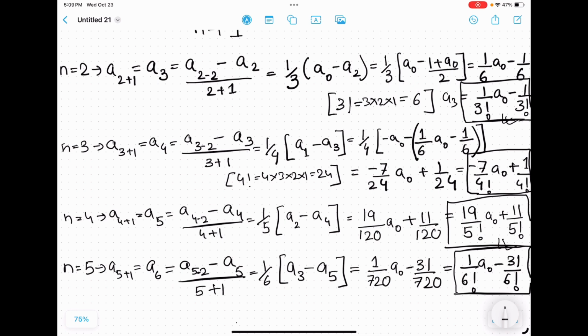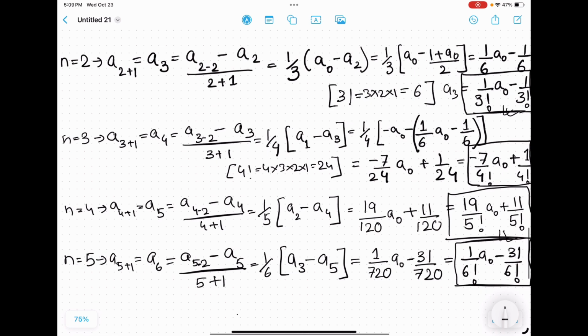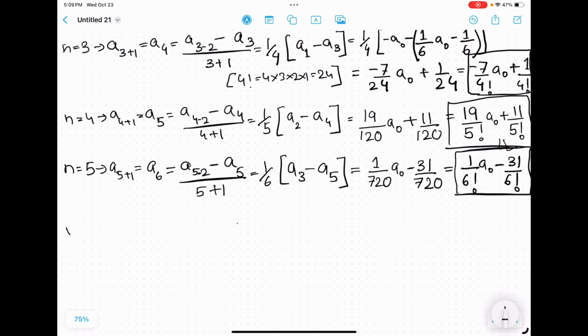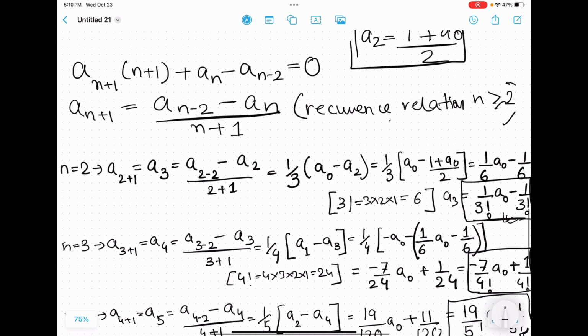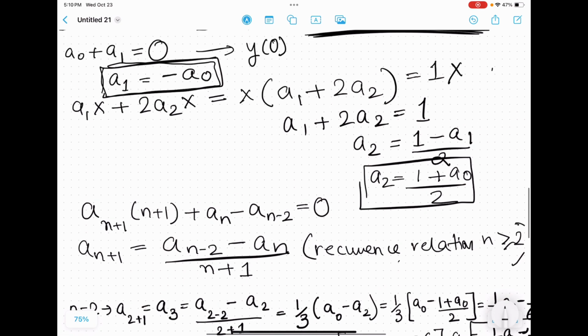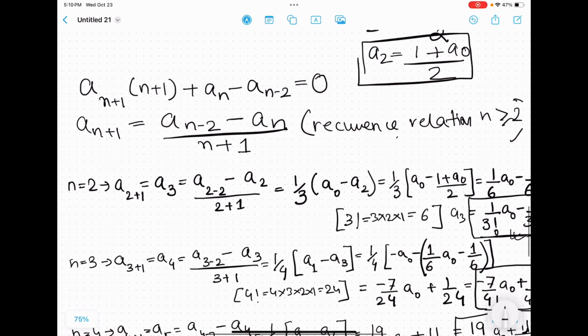Since we have already found the first 5 terms of my solution, let's go ahead and write out my final solution. So I know a sub 0 stays a sub 0 because, like I said, it's an arbitrary number. It doesn't change anything. We do not know the value unless we have an initial value. So it stays as it is. Then I have my a sub 1, which is this one right here, which is negative a sub 0.